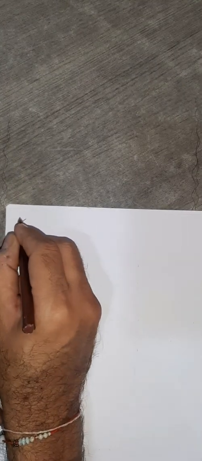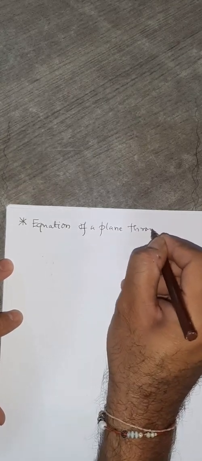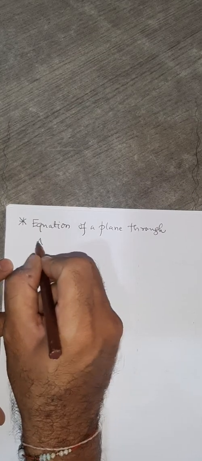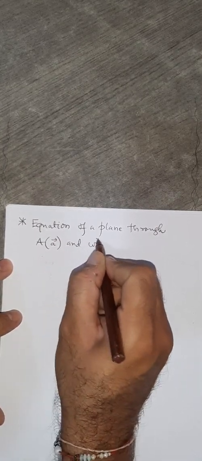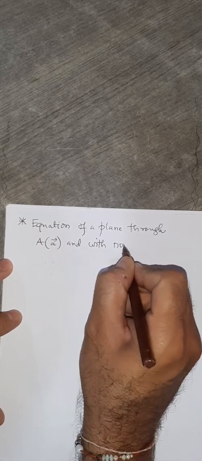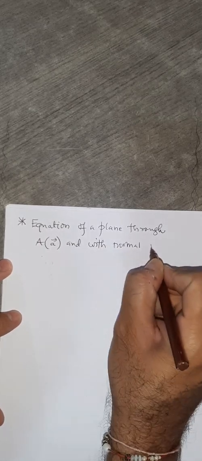So now the next form I want to write is the equation of the plane. Let me write that. That's a very important form here. Equation of a plane through this fixed point vector A and with normal. So now you are given a normal, remember, with normal as this vector n.